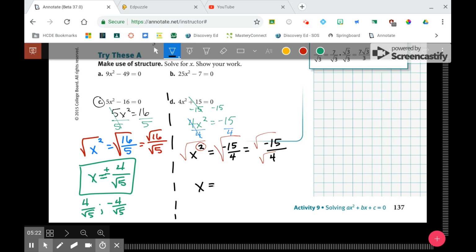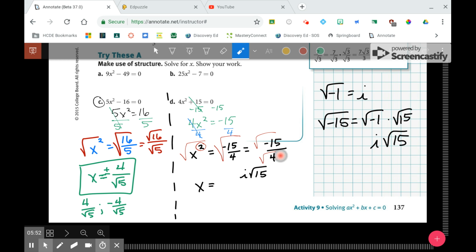So now we have x equals, notice we have square root of a negative number. Anytime you have square root of a negative number, you know there's going to be an imaginary term. So over here to the side, remember, square root of negative 1 means there's an i. So if you have square root of negative 15, that's really square root of negative 1 times square root of 15. So that's i square root of 15. So that's what our numerator is, i square root of 15. Okay, look at our denominator, square root of 4. It's a perfect square. It's 2. We put plus, minus. So this is an example where you get an imaginary answer at the end.